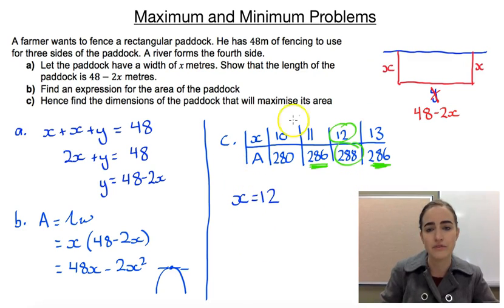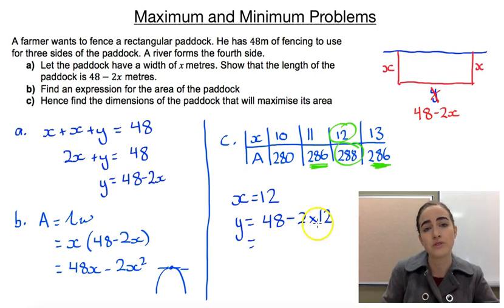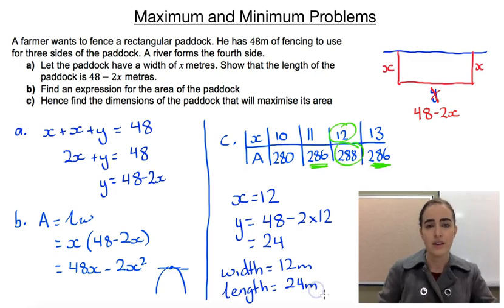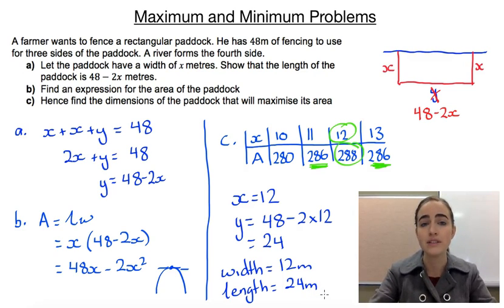And let's just find the other dimension. So we know how wide our paddock's going to be. We just need to know how long it's going to be. So that means our y, which is this here, our length, we found that by going 48 minus 2x, but our x is 12, so 2 times 12. So 48 minus 2 times 12 will give us 24. So the paddock's width is 12 metres, and its length is 24 metres. Okay, so that's one example of how we can use parabolas and quadratic equations to solve maximum and minimum problems.